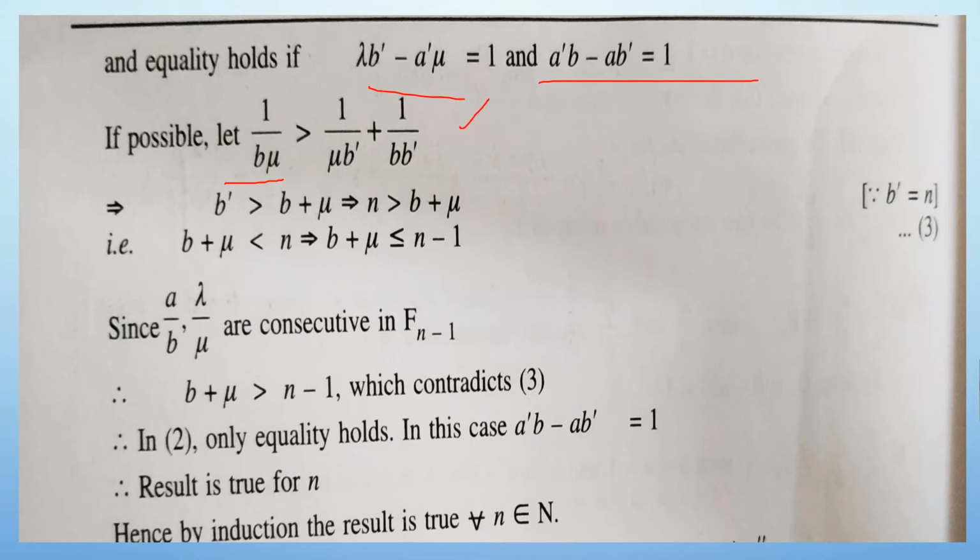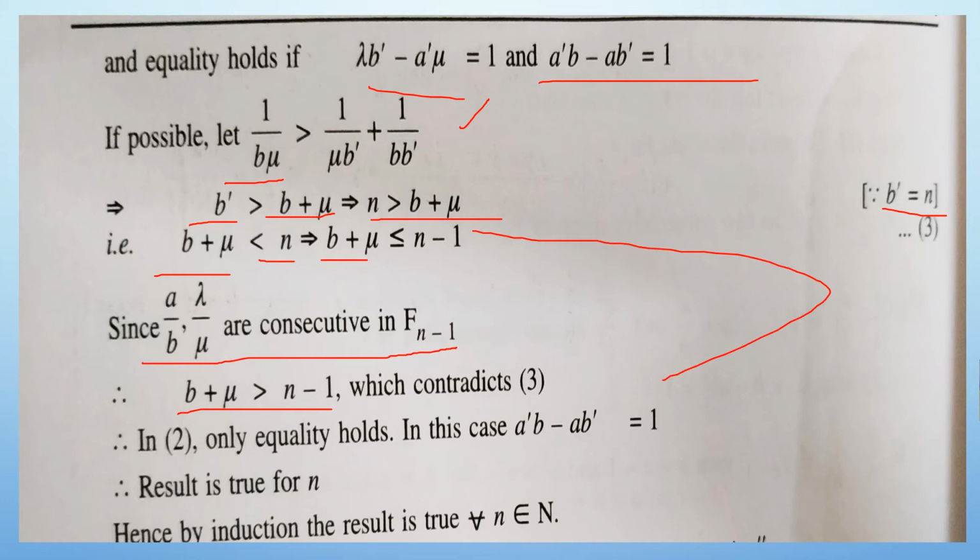If we take 1 over b nu is greater than this thing, from here we can say that b dash is greater than or equal to b plus nu. This implies n is greater than or equal to b plus nu, as b dash is equal to n. So b plus nu is less than or equal to n minus 1, since these are the consecutive terms in Fn minus 1. But b plus nu is greater than n minus 1, which is a contradiction to step number 3. So only this part will hold. So this result is true for the nth step. By mathematical induction, we have proved this result.